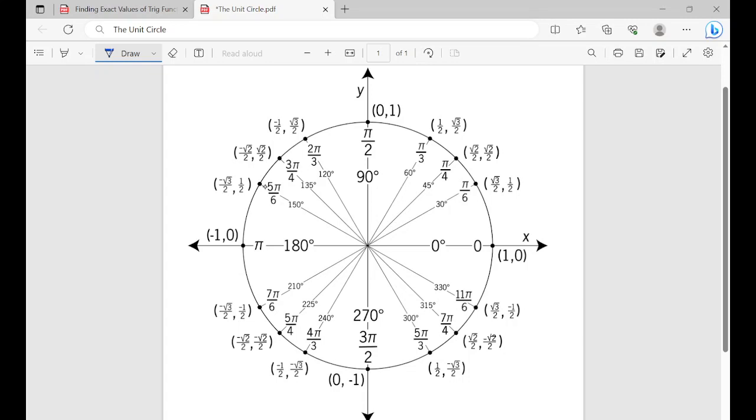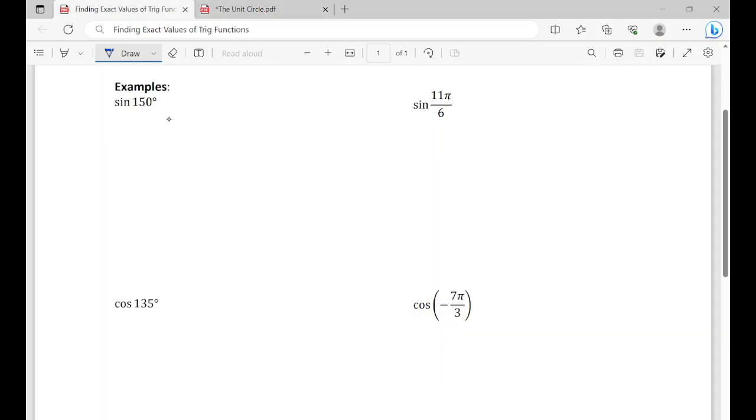And since we're looking for sine of 150 degrees, we want the y value. And the y value is 1/2. So the answer here is 1/2.